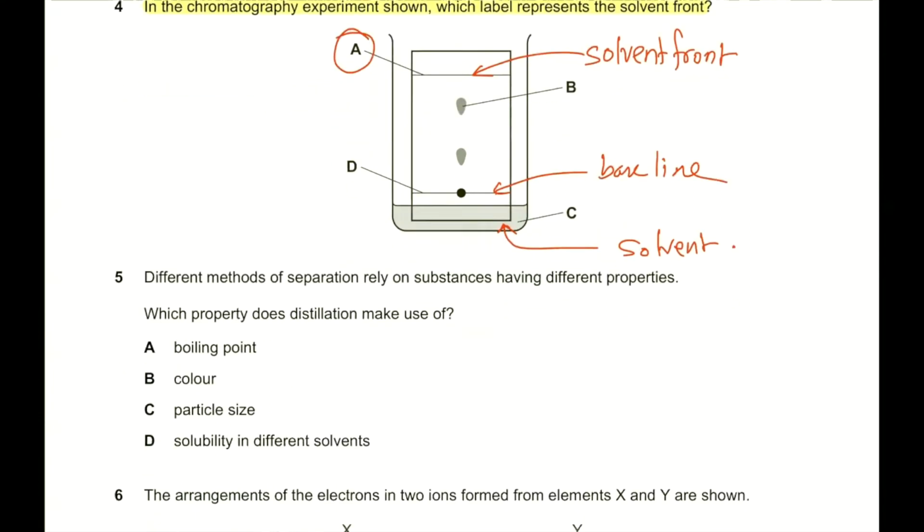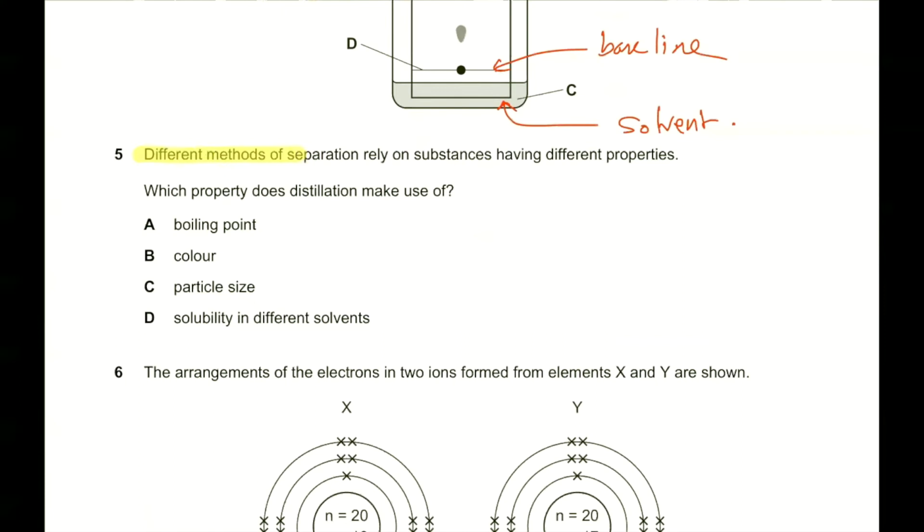4A. Question number 5. Different methods of separation rely on substances having different properties. Which property does distillation make use of? Guys, we know that distillation always makes use of, for example, boiling point. Color has nothing to do with it. Particle size or solubility in different solvents has nothing to do with it. Separation by distillation uses boiling point.